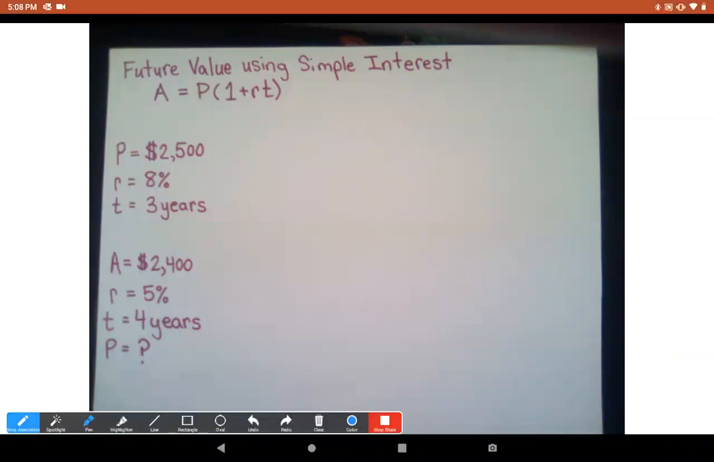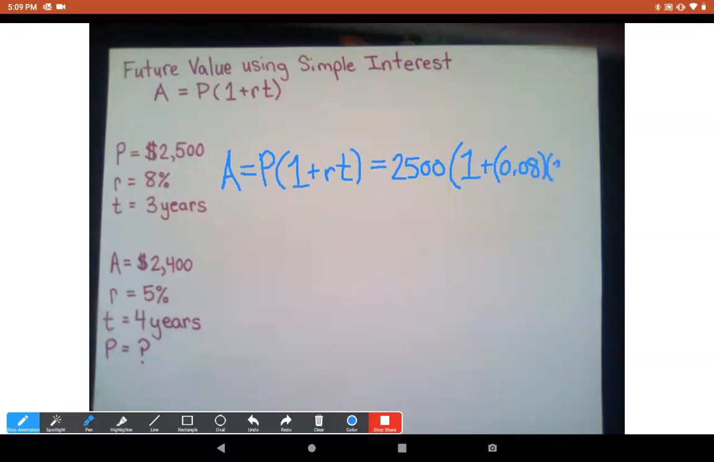Let's look at a couple of problems using the future value formula for simple interest, where the future value A equals P times the quantity 1 plus R times T. In the first problem, we are just looking for A, the future amount, which is P times 1 plus R times T, where P is 2,500, and then we have 1 plus, inside parentheses, 0.08 for 8% times 3.